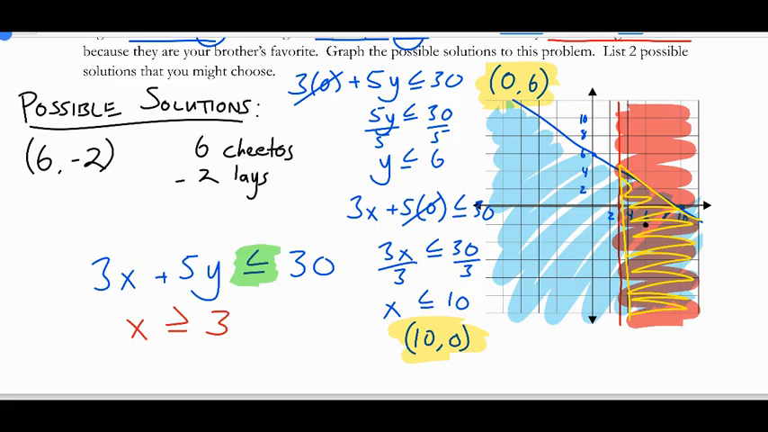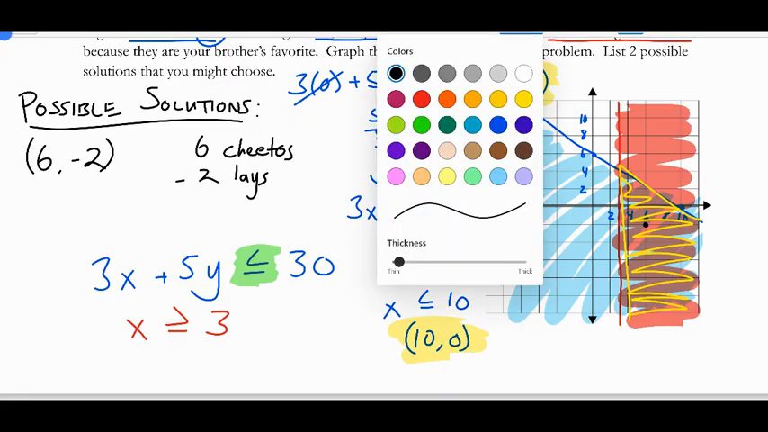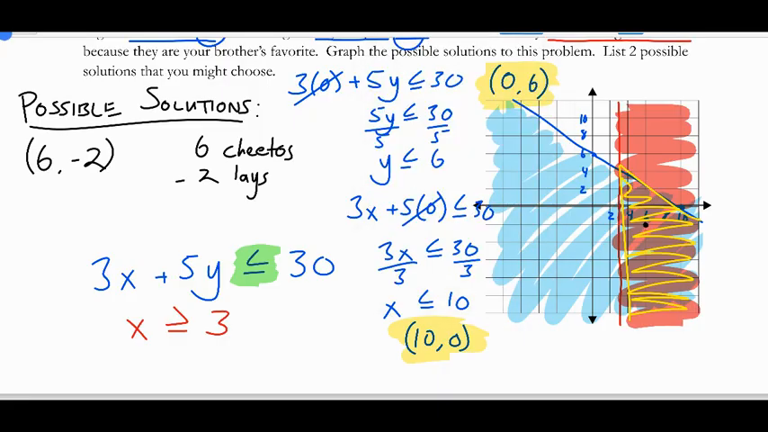So we can't have a negative bag of Lay's, which means both of my numbers have to be positive numbers. Okay. I can't have a negative number. So this is actually not a possible solution. I cannot have -2 bags of Lay's. So let's try again.